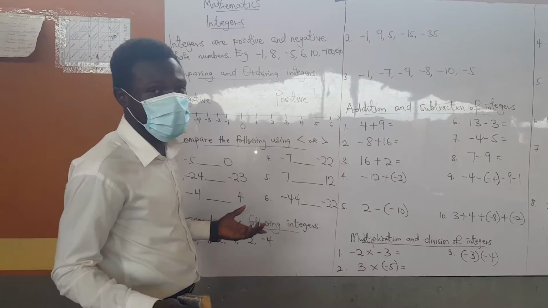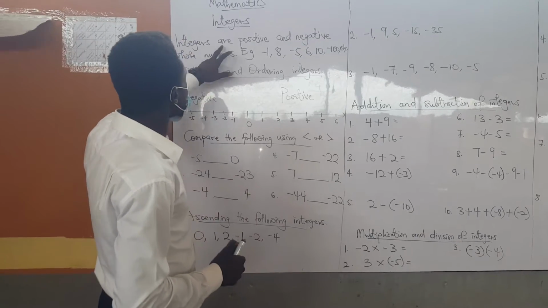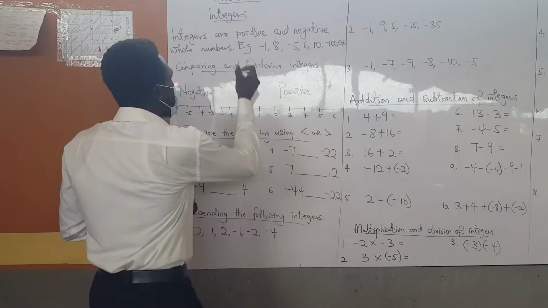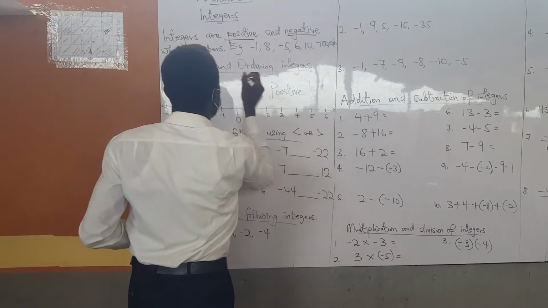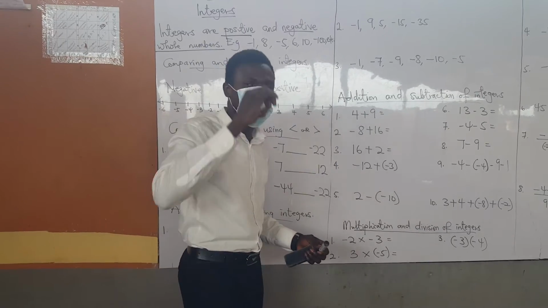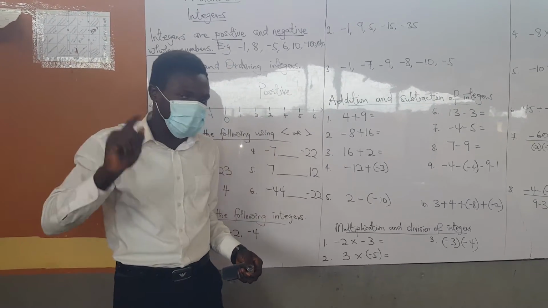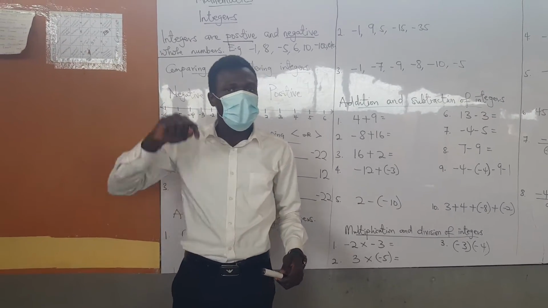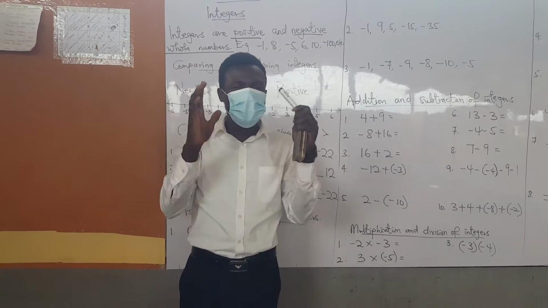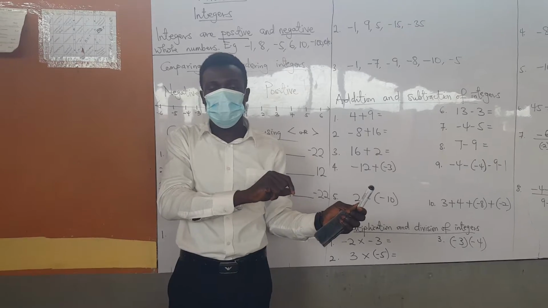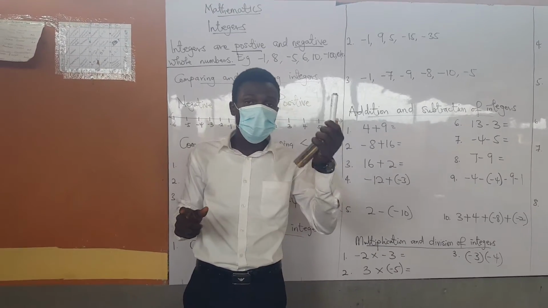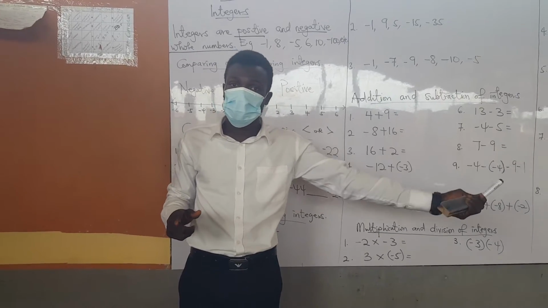Or what are integers? Integers are positive and negative whole numbers. Only a whole number. So if I have 1/2, it is not an integer. If I have 2.6, it's not an integer. So an integer is a positive number or a negative whole number. So 2 is a whole number and that one is positive.